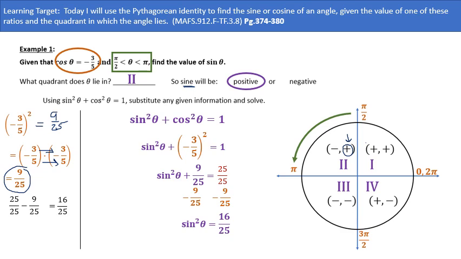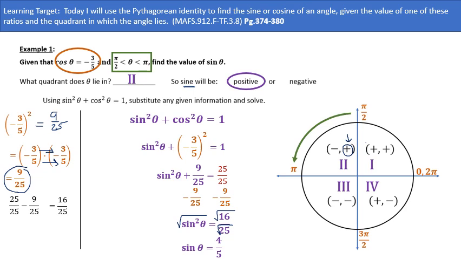Are we good? Are we done? No. I don't want sine squared of theta. I want sine. How do I do that? Well, you take the square root. And when you have a fraction, you take the square root of the top and the square root of the bottom. So sine of theta is the square root of 16 over the square root of 25, which is 4/5. So now we're done, right?